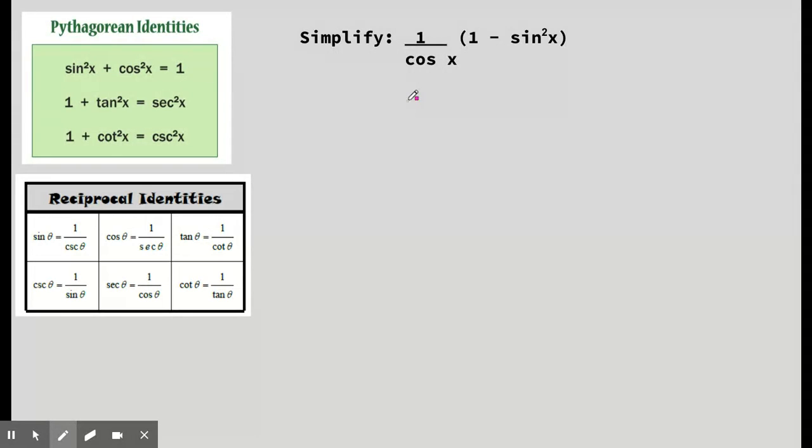So off we go. So I'm going to keep the 1 over cosine squared x. I'm not going to do anything with that. I'm just going to bring it down. So in math, when you don't touch it, you just bring it on down.